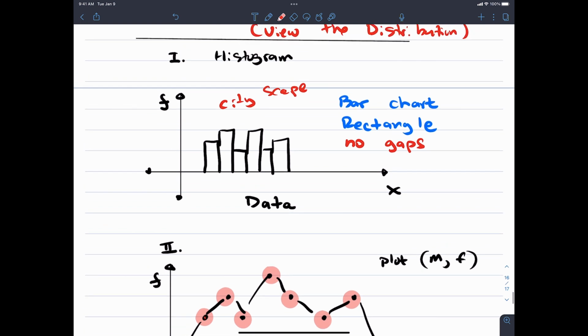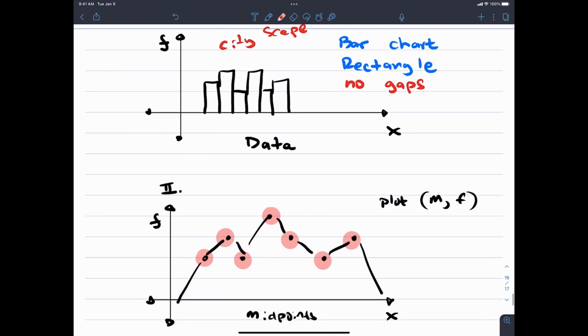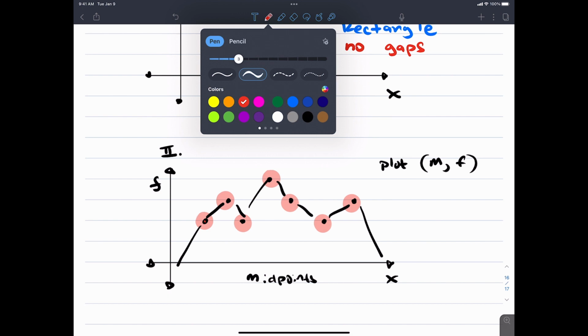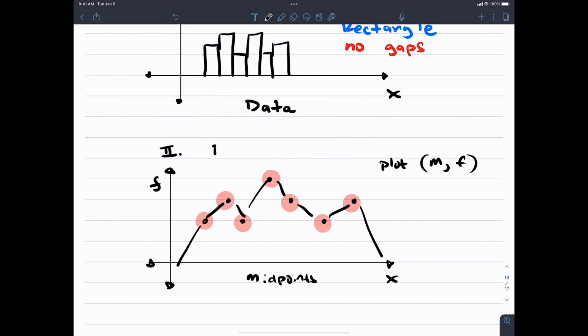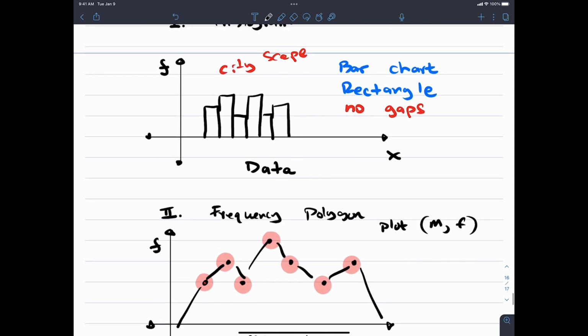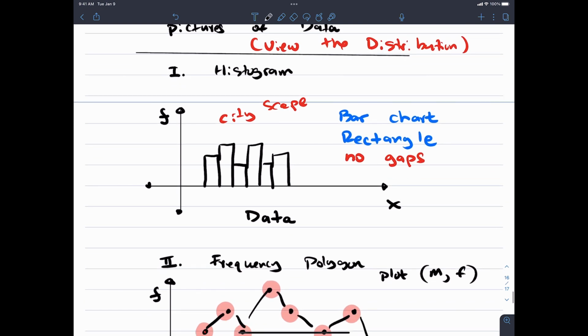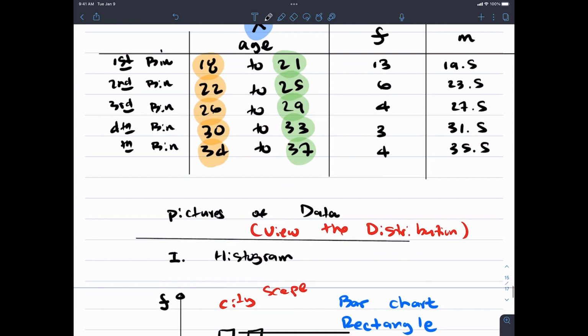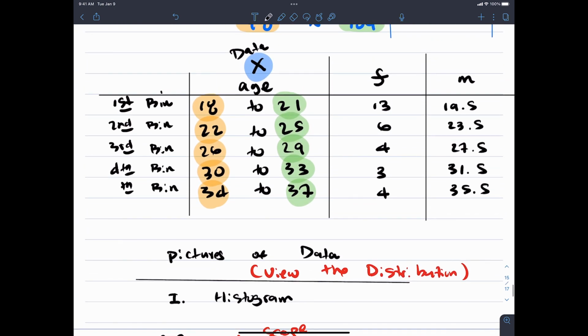So there you go, ladies and gentlemen. You've got these pictures of data. This one's called the frequency polygon. Frequency polygon and a histogram bar chart. So we're going to do that today with the group data that we have. Okay, you guys okay with that? So we're going to draw pictures today. So let's do this.